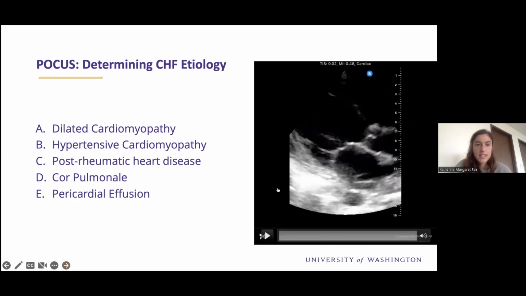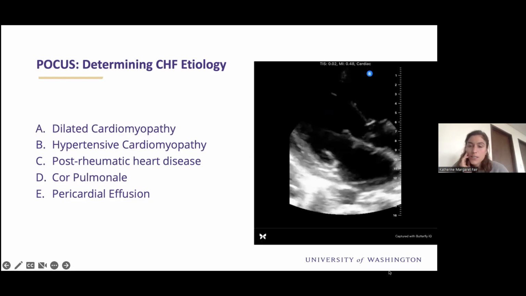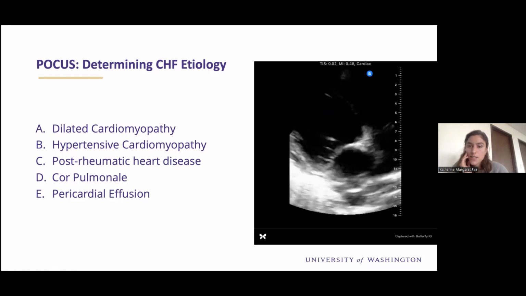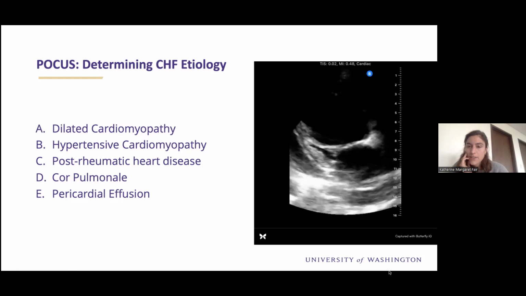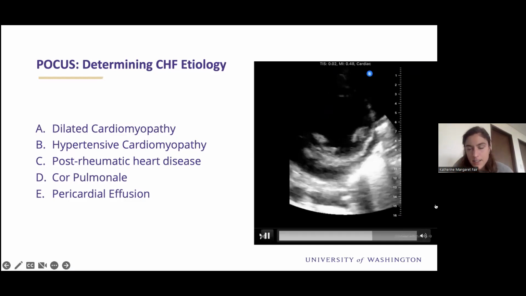So our next case, this patient is a parasternal long view, and that's what's going on. It was actually a young woman, about 25 years old. Apologies for the quality at the end there.